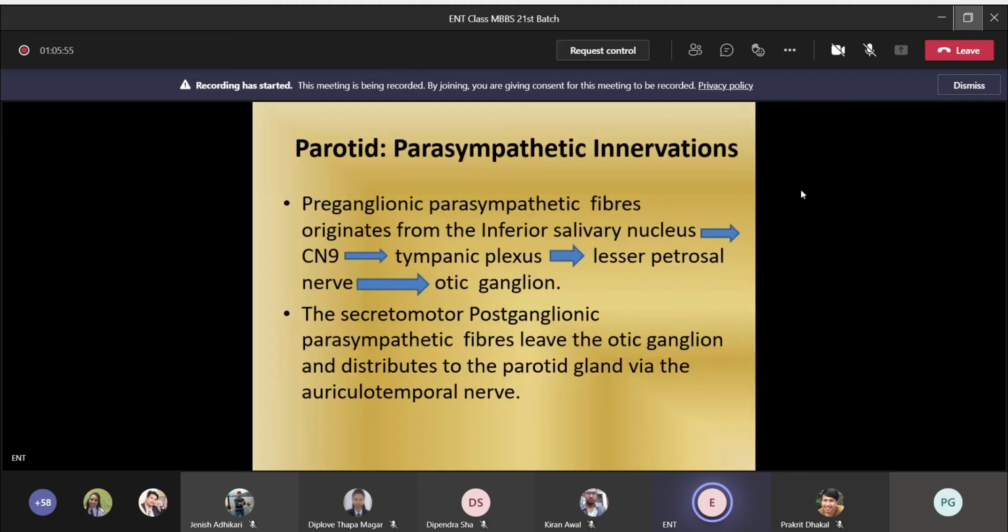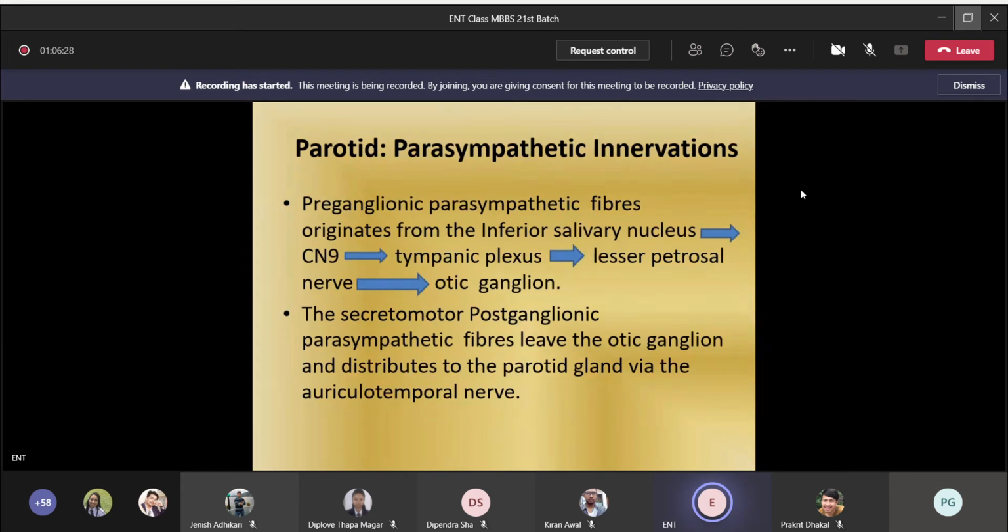Nerve supply: preganglionic parasympathetic fibers originate from the inferior salivatory nucleus. They transmit through the glossopharyngeal nerve up to the tympanic plexus, then the lesser petrosal nerve, then the otic ganglion. From the otic ganglion, secretomotor postganglionic fibers leave and are distributed to the parotid gland via the auriculotemporal nerve. So it is secretomotor.